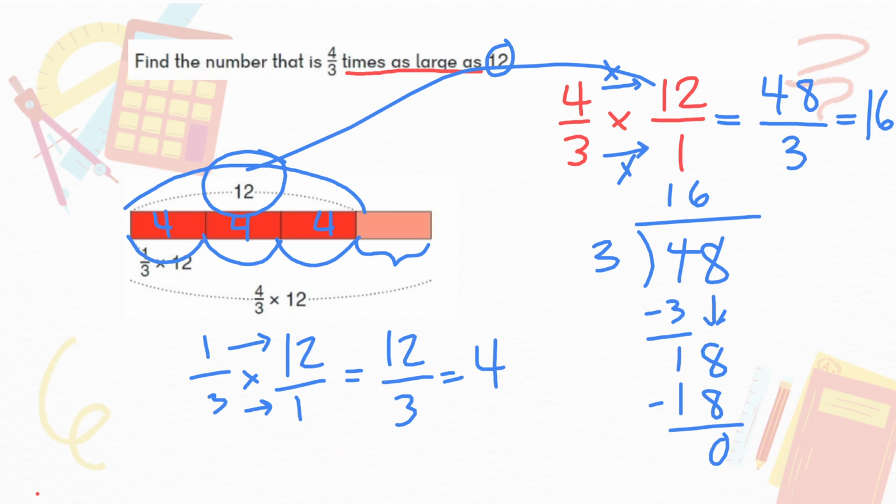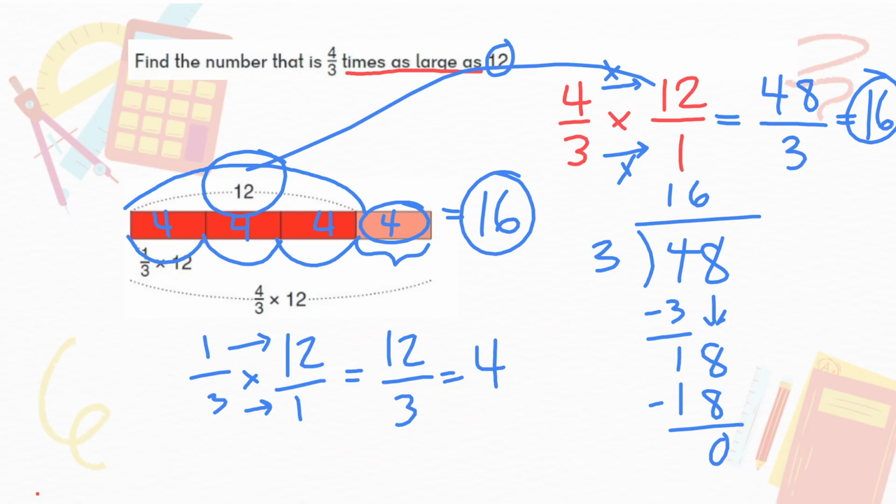3 4s makes our whole of 12. But when we have 4/3, here's our fourth one right here. We have 4 of them. That is 4/3, and we can multiply 4 times 4, because there's 4 4s. We're going to add 4 times, 4 plus 4 plus 4 plus 4, and that gives us 16. So that's how that works if we want to break it down into the why.